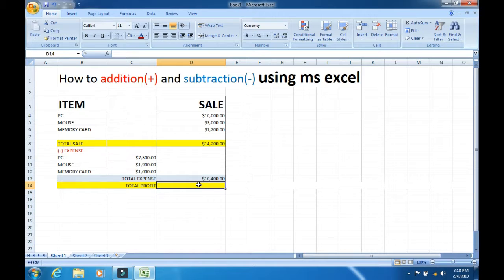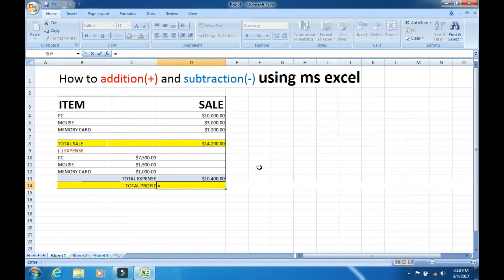So how much total profit for that sale value we can calculate now. For that we need subtraction, that means minus. So here total sale value is $14,200 and total expense is $10,400.